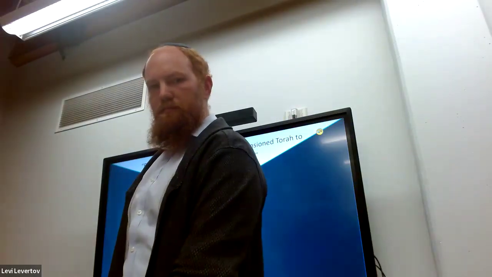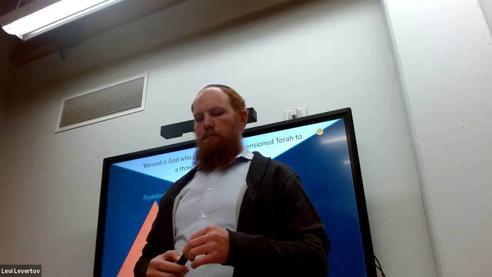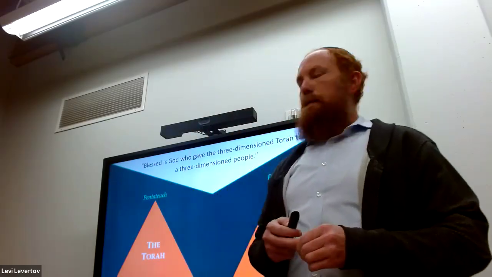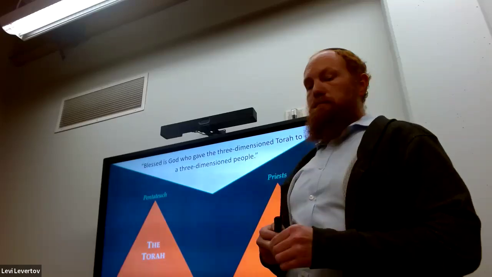The Talmud recounts, Shabbat 88a, how a certain Galilean lectured, "Blessed is God, who gave the three-dimensional Torah to a three-dimensioned people." Three-dimensioned Torah refers to the Bible, which consists of the Pentateuch, prophets, and writings, or that the Torah comprises the written Torah, oral Torah, and Kabbalah. Three-dimensioned people refers to the fact that the Jews consist of priests, Levites, and Israelites. The Star of David, which consists of 2 interlaced triangles, each with 3 points, alludes to these tripartite entities.